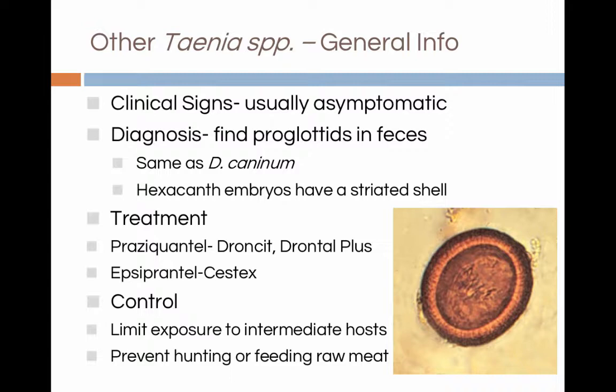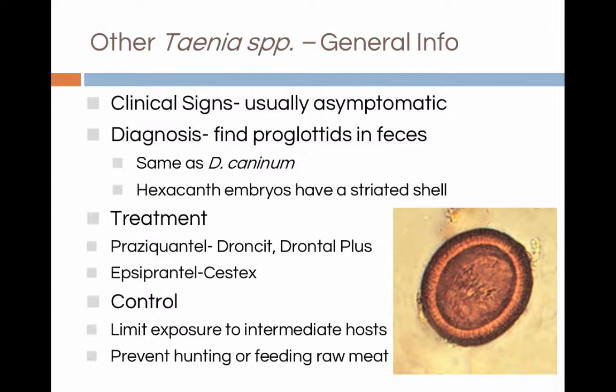So this is going to be ditto everything we learned about Dipylidium caninum, okay? The one difference is we see more striations in the thick shell of this hexacanth embryo. But again, guys, it's going to be so difficult for you to identify exactly the details of this egg because it looks just like the others.